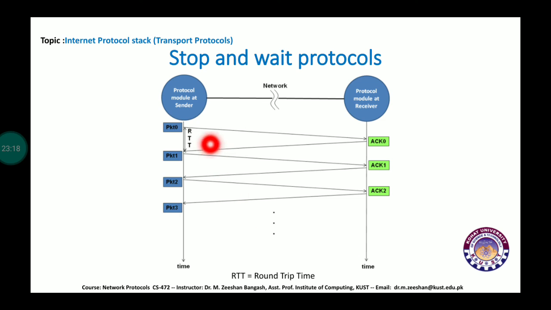This RTT is basically the round trip time. It's basically the time for the packet that is sent and the acknowledgement that is received. So here packet 0 is sent and packet 1 will be in the waiting queue until an acknowledgement for packet 0 is received from the receiver, and then packet 1 is transmitted. So this is the stop and wait protocol.